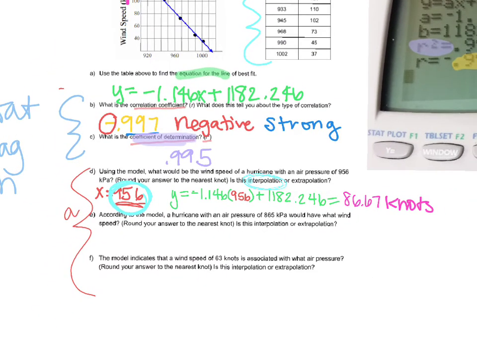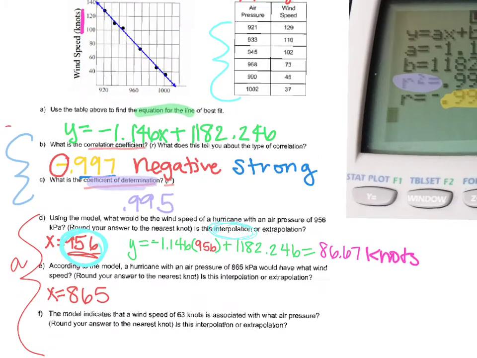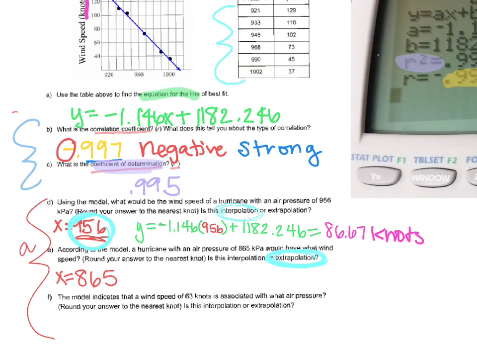According to the model, a hurricane with an air pressure of 865 kPa. Well, if X in this case is 865, does 865 fall in this range of numbers? Is 865 between 921 and 1002? No. So that means that this would be extrapolation. But we're going to do the same thing. We just plug in 865 for X and we work it out and get an answer. I'm not going to finish that one. I'm going to let you finish that one.